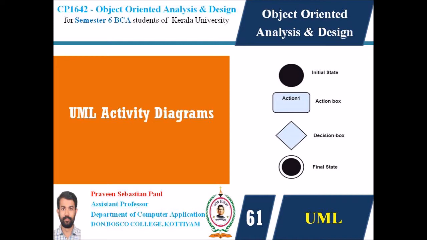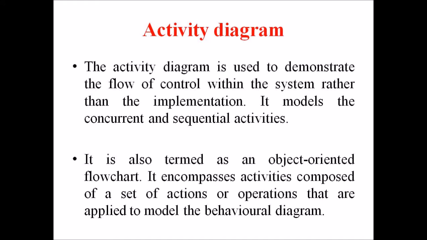In this lecture we are discussing the UML activity diagram. This UML activity diagram is also a UML behavioral diagram. In UML, the activity diagram is used to demonstrate the flow of control within the system rather than the implementation. It models the concurrent and sequential activities. The activity diagram helps in envisioning the workflow from one activity to another. It puts emphasis on the condition of flow and the order in which it occurs.